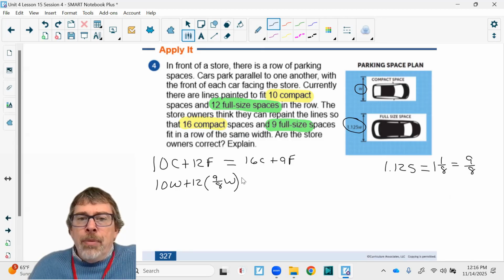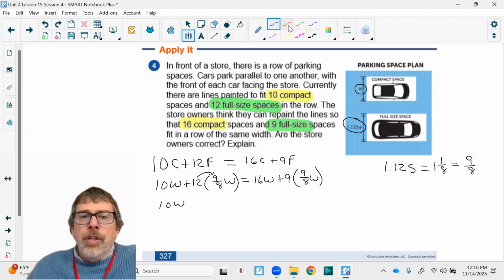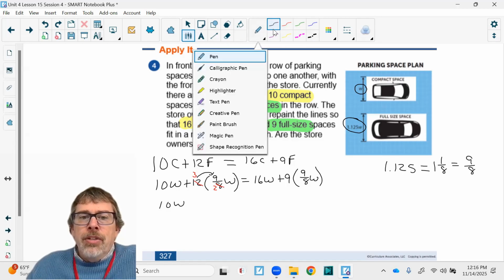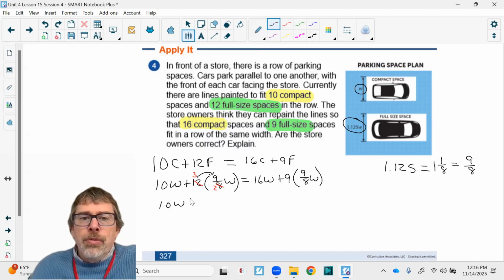Okay. And that we want to see if that's going to equal 16 times the compact, which is W, plus 9 times the full size, which is 9/8 W. Okay, so now I just take this 10W down here and I distribute here. 4 will go into 8 twice, and 4 will go into 12 3 times. So when I reduce it like that, it's easier to come up with my value. So it's 9 times 3, which is 27 over 2.